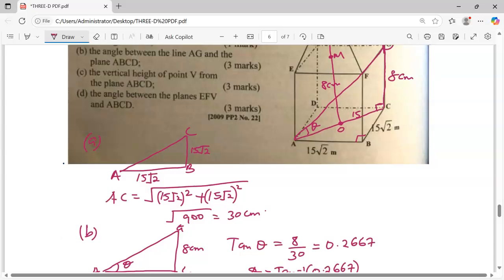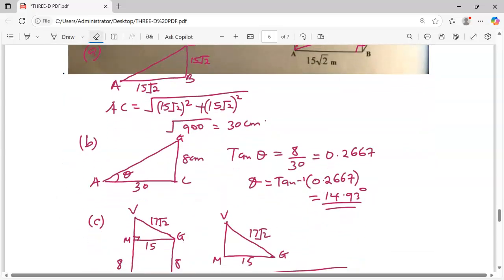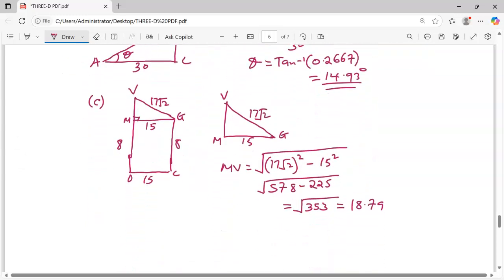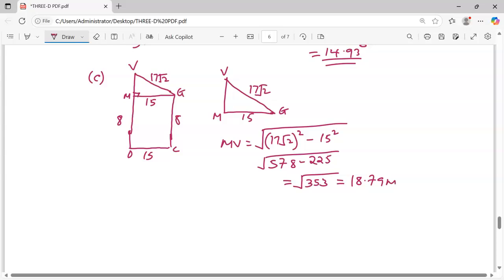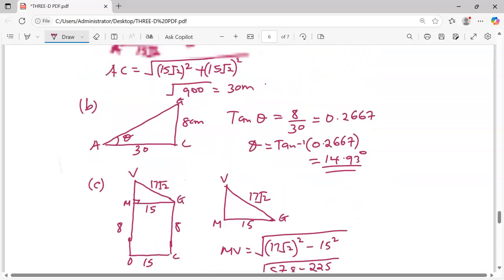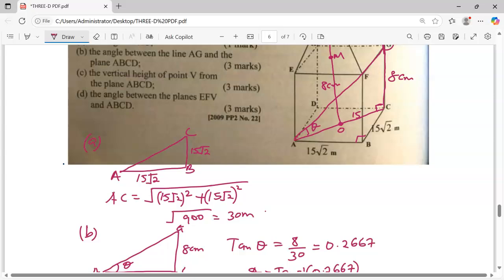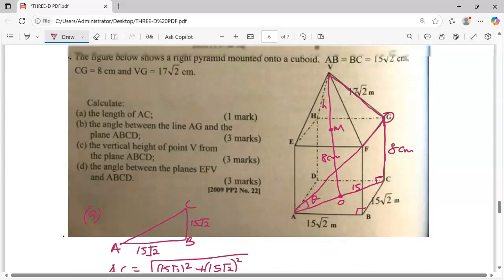That is meters. We can change the units down. So this is meters. That means for us to get OV, we take OM, which is 8, plus MV, which is 18.79, giving us a total of 26.79 meters as the length of the vertical distance between the base of the plane ABCD and V.